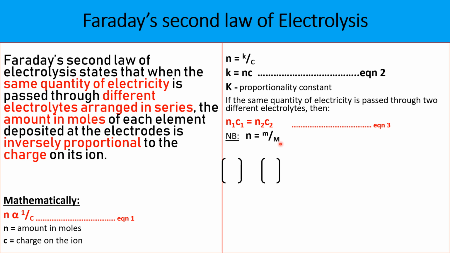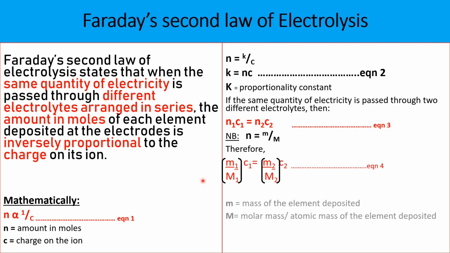So we can substitute mass over molar mass for n in equation number 3, and we are going to have the mass of the first element divided by the relative atomic mass of the first element times the charge on the ion of the first element, equal to the mass of the second element divided by the relative atomic mass of the second element times the charge on the ion of the second element. And this can be our equation number 4.